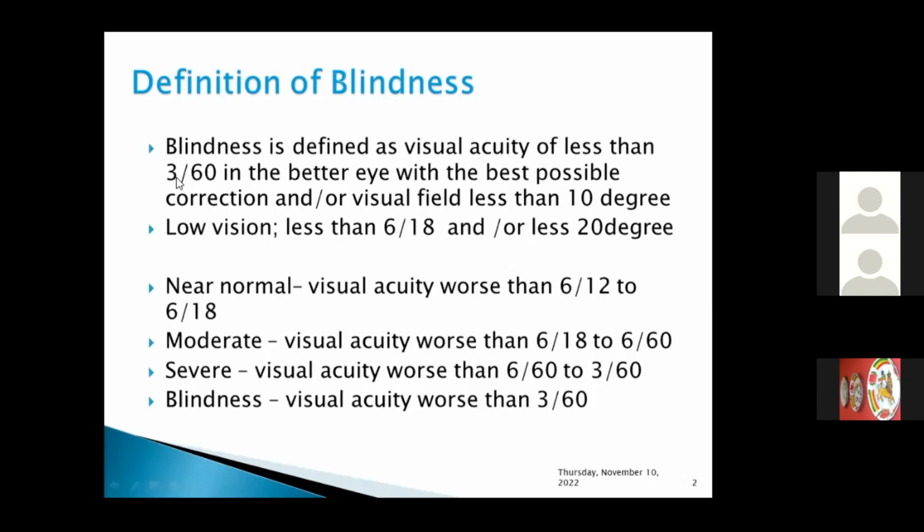For instance, the normal vision is 6/6. The average individual can see it from 6 meters, and you can also see it from 6 meters. So 6/6 is normal vision.